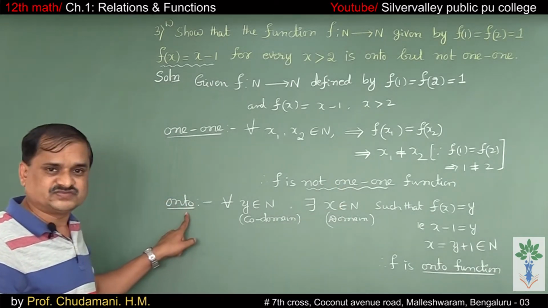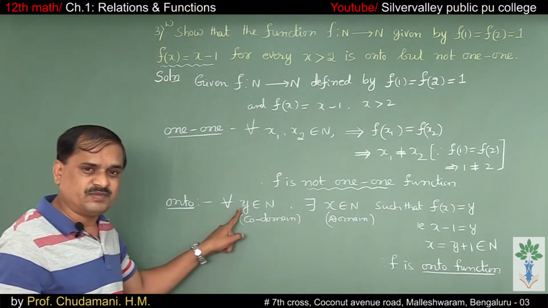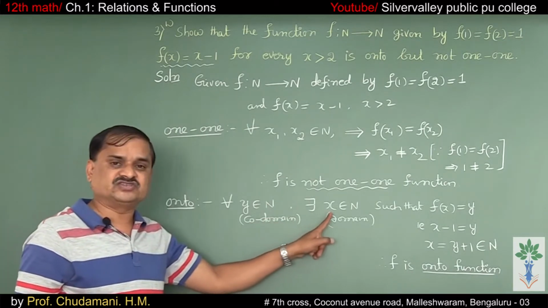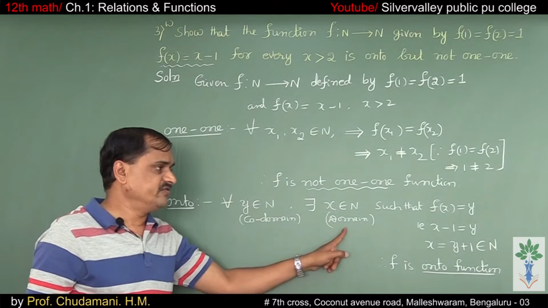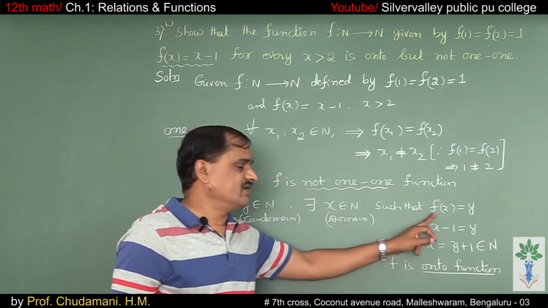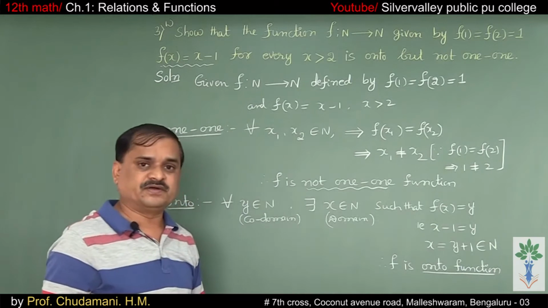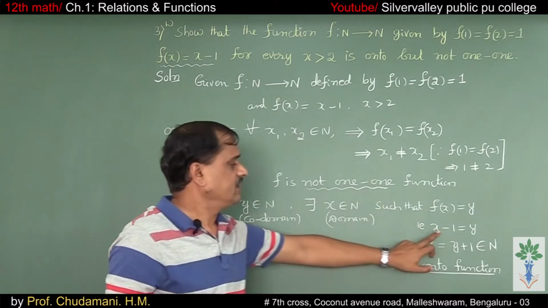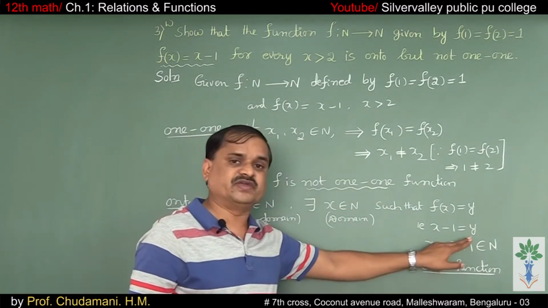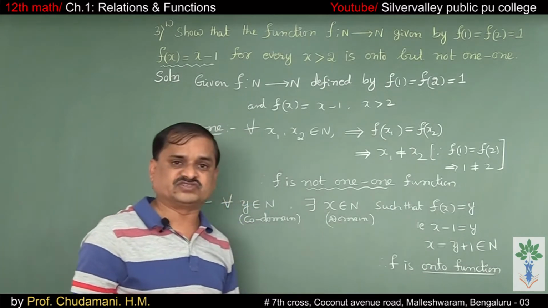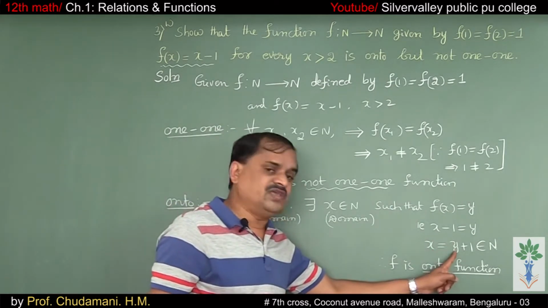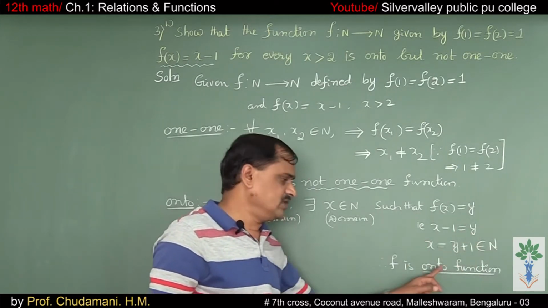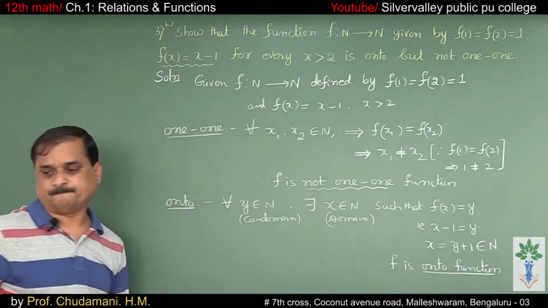And let us verify onto. For all y belongs to the codomain, that is a natural number, there exists an x belongs to the domain, the set of natural numbers, such that f of x is equal to y. So f of x is given as x minus 1. x minus 1 is equal to y. Shift y to the other side. x is equal to y plus 1. For every y belongs to natural number, x is also a natural number. Therefore, f is onto function.